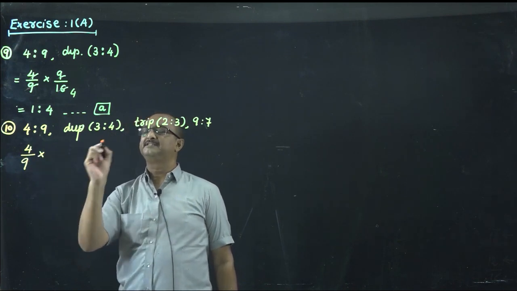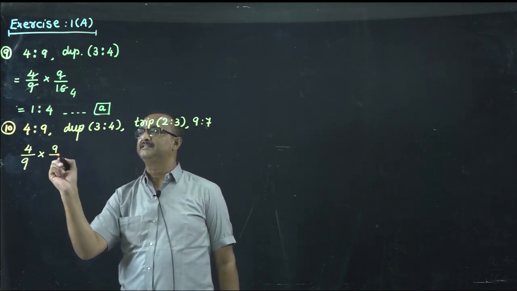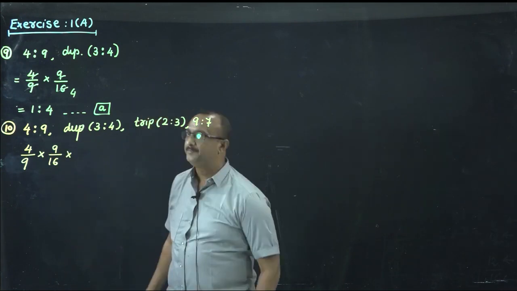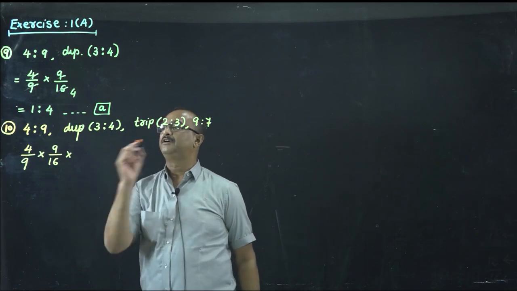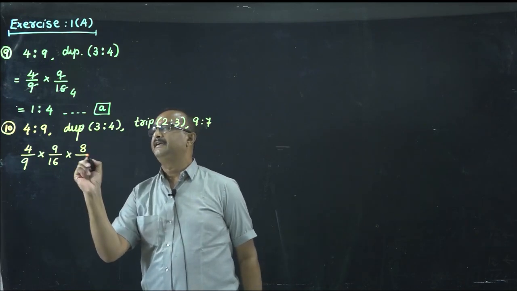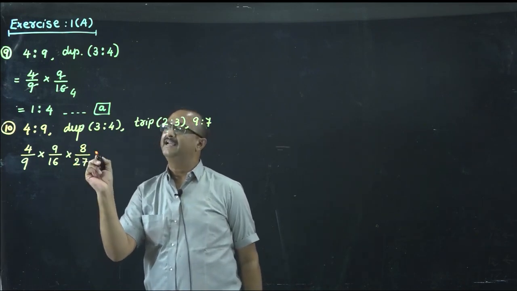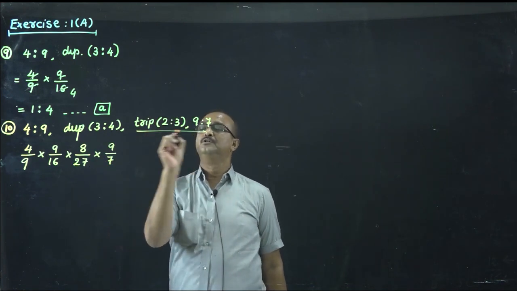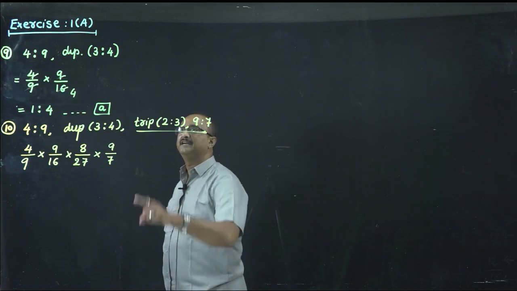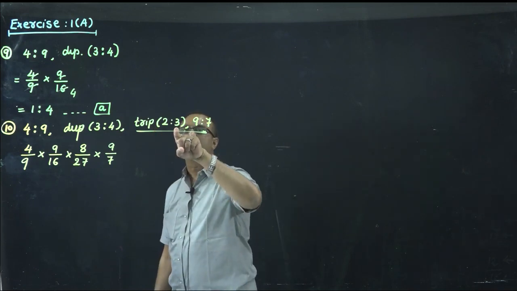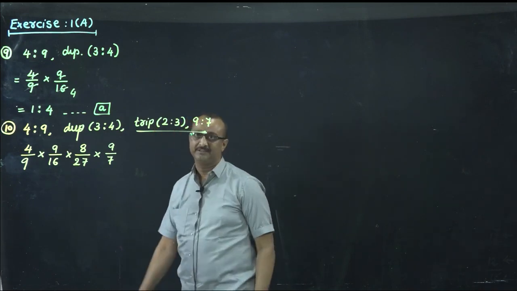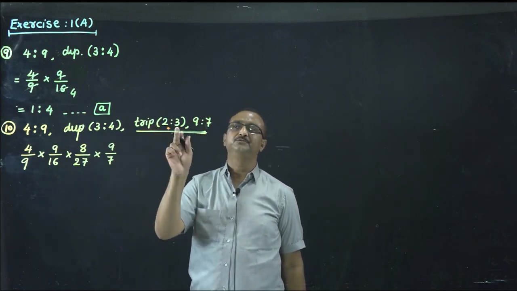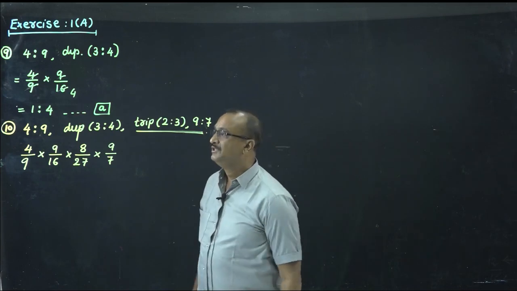The duplicate ratio of 3 is to 4 is 9 is to 16, into the triplicate of 2 is to 3, which is 8 is to 27, and 9 is to 7. Again you have to focus here. We have to take the triplicate ratio of 2 by 3 only, and 9 is to 7 as it is. Most of the students take the triplicate ratio of 2 is to 3 and also 9 is to 7.